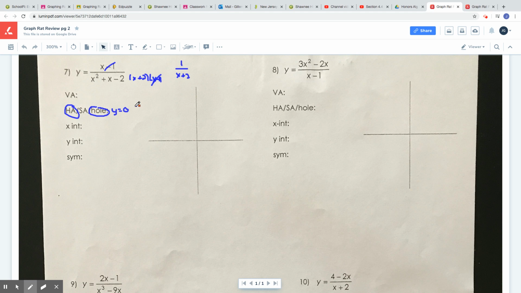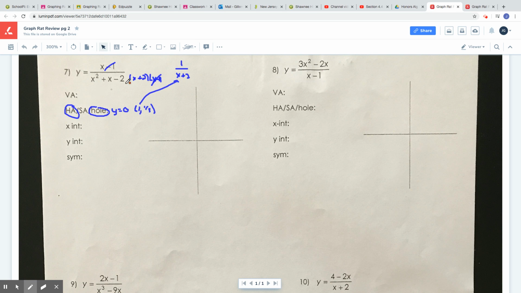However, we also have a hole. And where's our hole going to be? Well, what canceled out here? The x minus 1. So we're going to have a hole at 1, comma. We plug the 1 into what's left here, and we get 1 plus 2, which is 3, so we get 1 over 3. 1 comma a third is going to be a hole. So this is going to be a little different looking graph with a hole in it. It's not going to be a line with a hole in it.